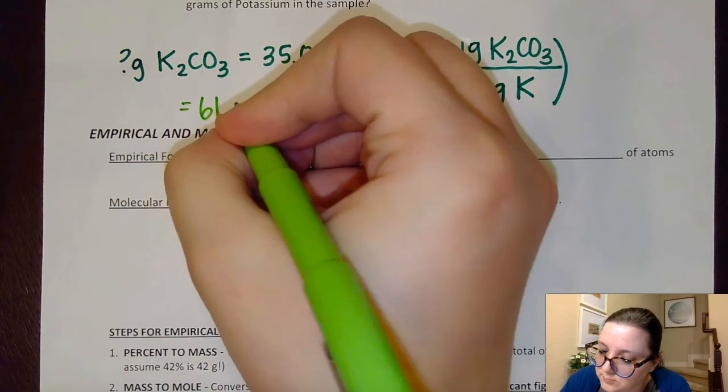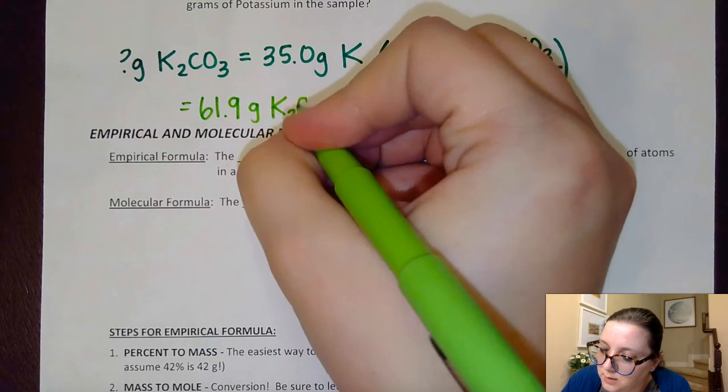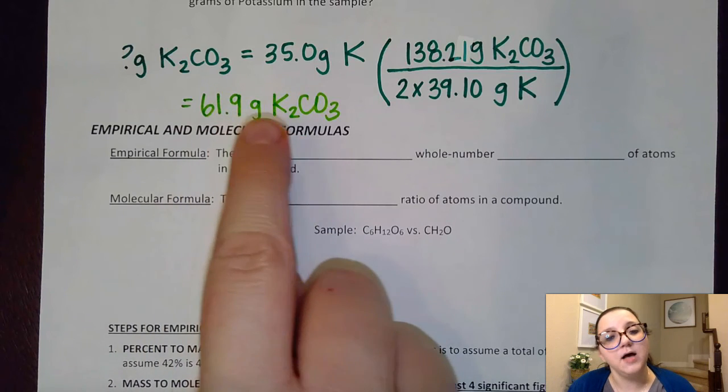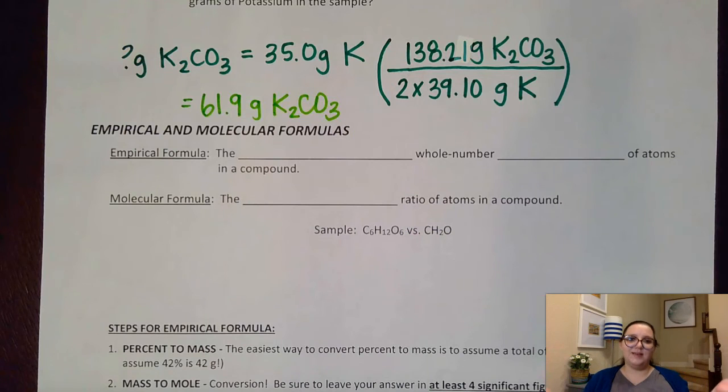And that is going to be grams of the K2CO3, which again, asking ourselves if our answer makes sense, I should have more of the overall compound versus less of the element inside of it. And in fact, that is the case. So that means we must have done something right.